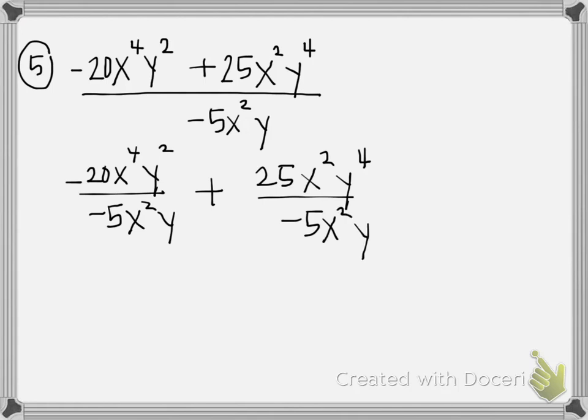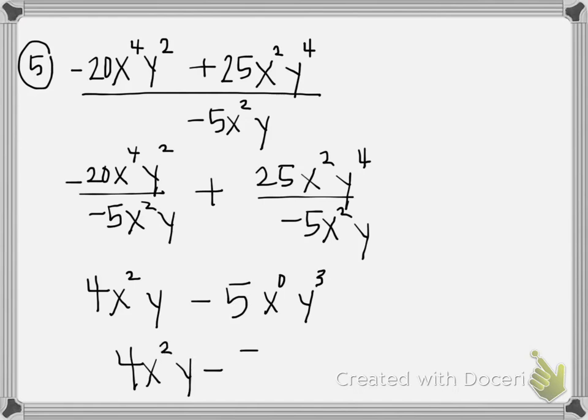So negative 20 divided by negative 5 is a positive 4. X to the fourth over x squared, we subtract, so 4 minus 2 is a 2. And y squared over y, we subtract, so 2 minus 1, so that's going to be a 1. Okay? 25 divided by negative 5 is going to be a negative 5. X squared over x squared, so that'll be x to the 0 power, right? And then y cubed. So my final answer here will be 4x squared y minus 5 y cubed.